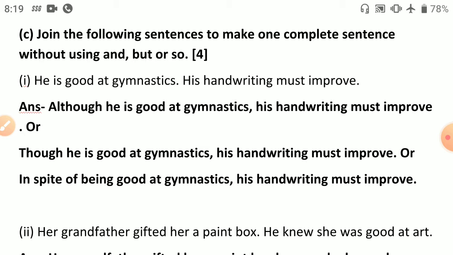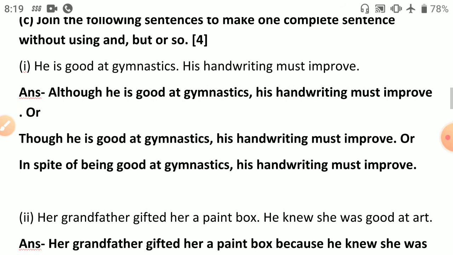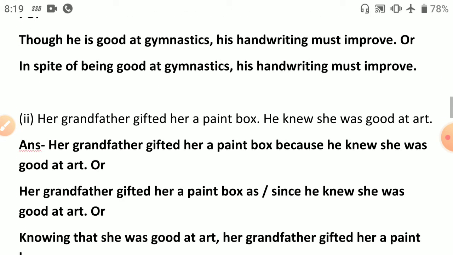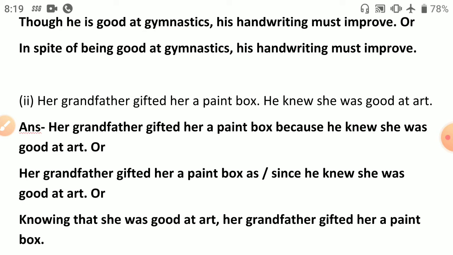That can be one. Instead of although, you can write though he is good at gymnastics, his handwriting must improve. Or you can write, in spite of being good at gymnastics, his handwriting must improve. So wherever there is a contrast, although, though, even though, we can use. In spite of, despite also we can use.